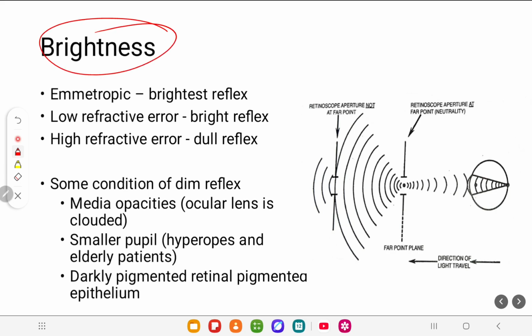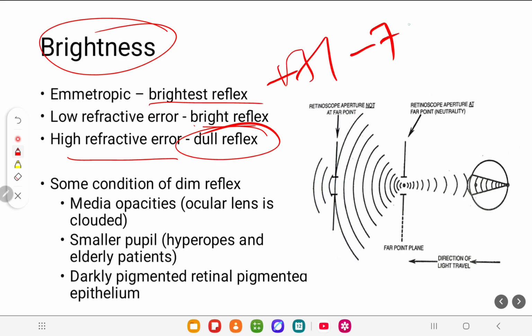In emmetropia, it's always the brightest reflex. Low refractivity gives a slightly dull reflex, but in high refractivity, it's very dull. Sometimes, in case of aphakia, you cannot see even the slightest of reflex. So sometimes people get confused with media opacity, and that's not the case. You have to put either +7 or -7, put both of the lenses in your hand and just see the reflex. It's the clinical standard, isn't it?